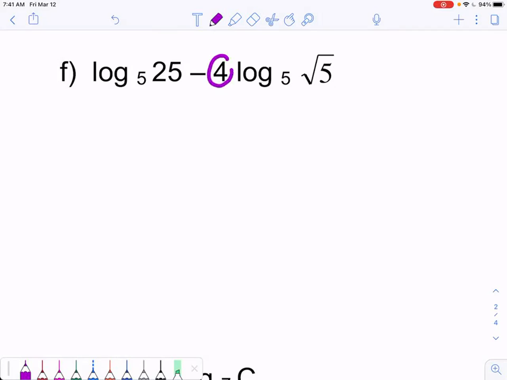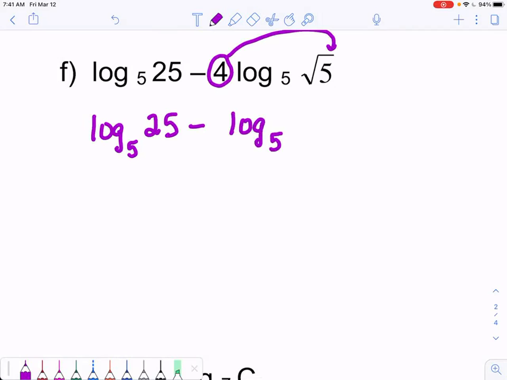First thing I notice is this 4. That becomes the exponent. So we have the log base 5 of 25. And then we have the log base 5, and it's the square root of 5. How else could you write a square root? Ella? An exponent of 1/2. So I'm going to write this 5 with the exponent of 1/2.